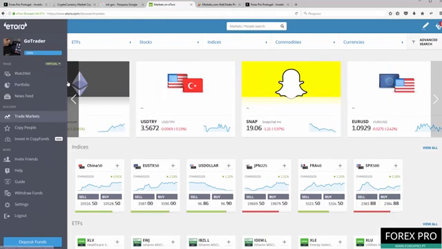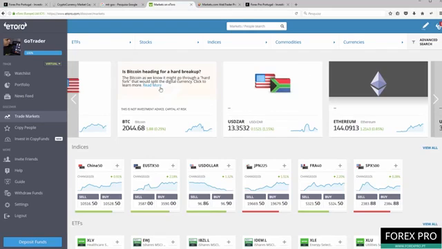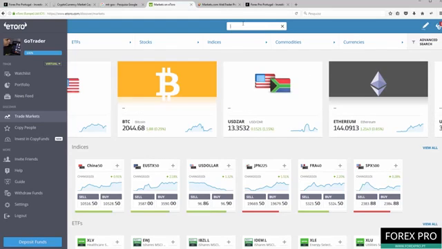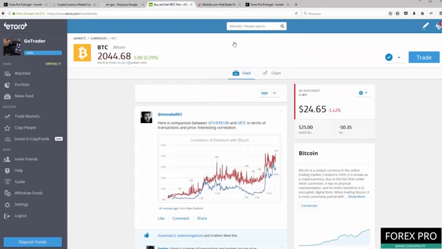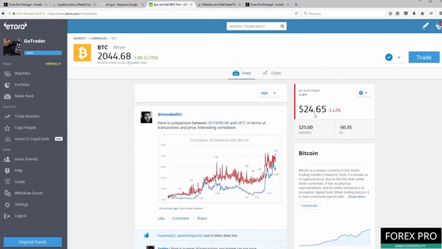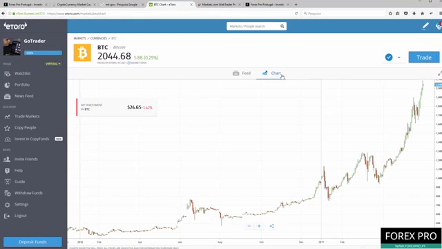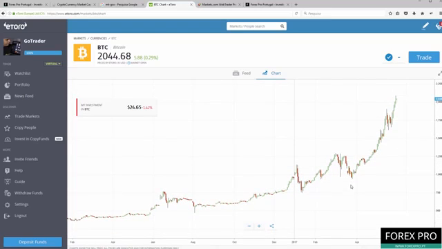So if you want to trade Bitcoins on eToro, as you can find the link in the description, you just need to go here and click on trade markets. If it doesn't show you Bitcoin here, you can search for BTC, which is the acronym for Bitcoin also. So here we have more information. At this time we have a position open for Bitcoins. Also here you click on chart and you can see the Bitcoin chart here with the price.